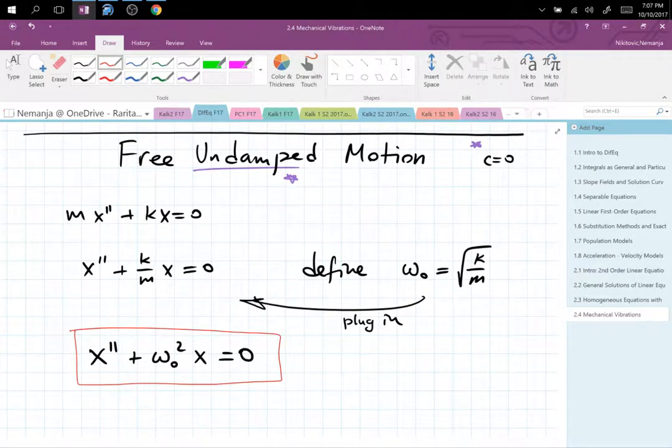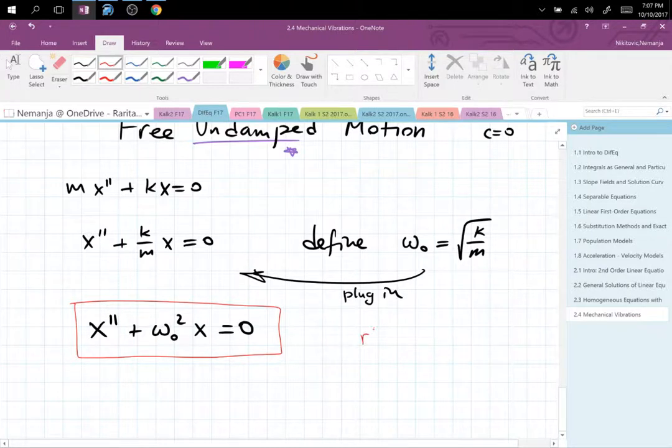We divided everywhere by m, and we don't like that k over m, so we define omega 0 to be the square root of k over m, and then we get omega squared over there. Why do we want omega squared? Because, remember, in the characteristic equation you are going to get r squared plus omega 0 squared equals 0, and that one is easy to factor, right?